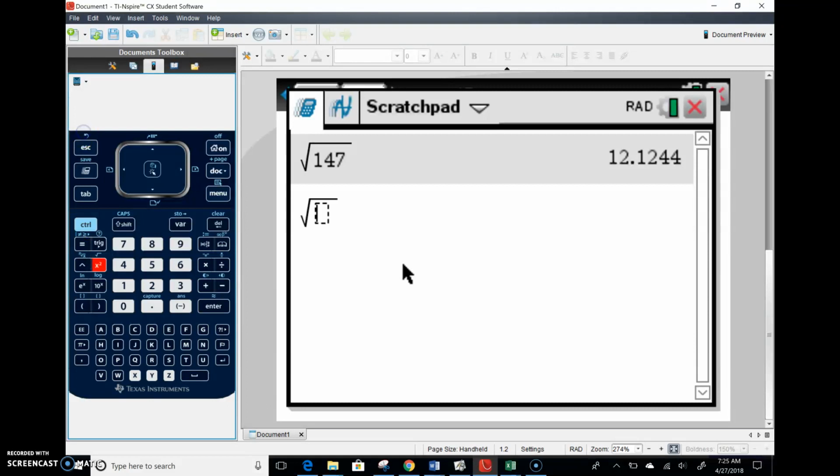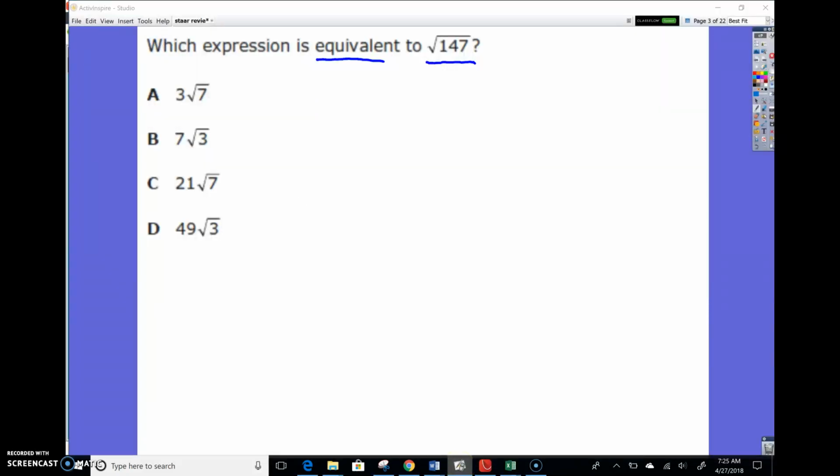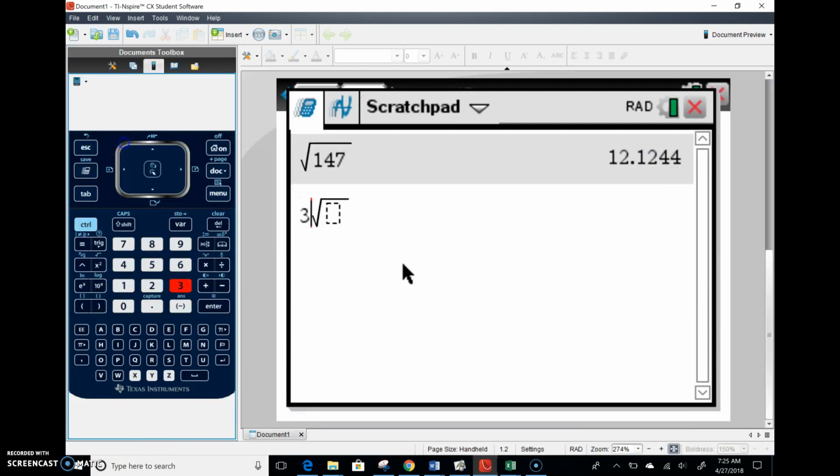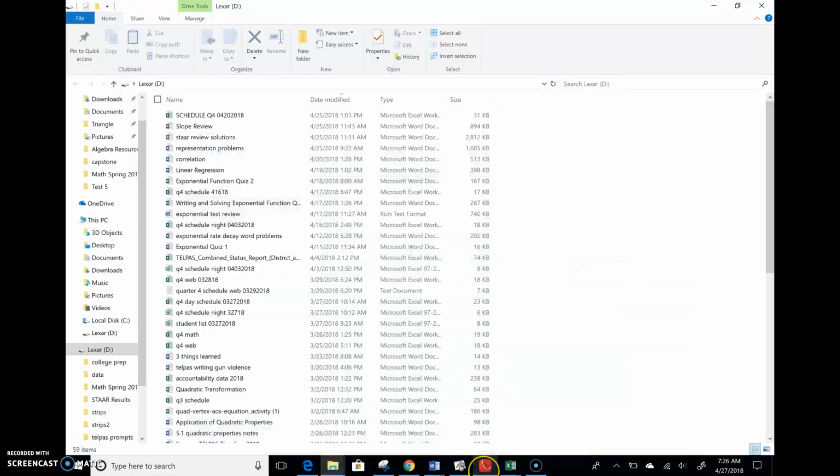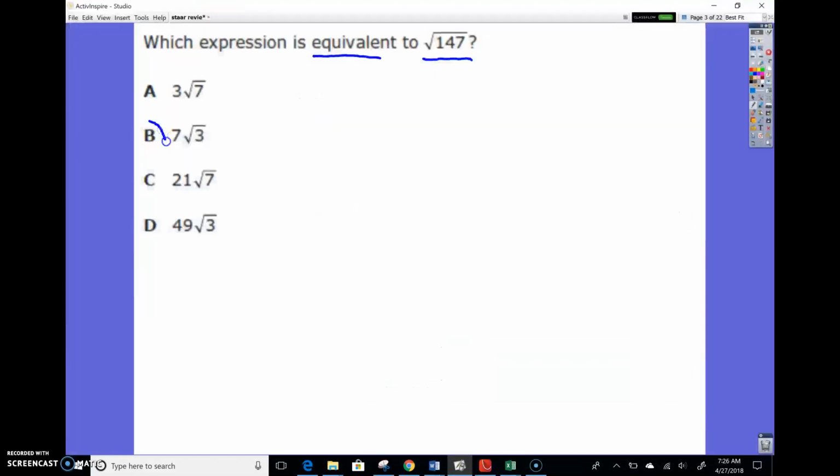Square root, oops, I need to put something in front. Was it a 3? Yeah, it was a 3. 3 square root of 7. Enter. You see it's not the same. So let's try 7. The B was 7 square root of 3. Enter. See, it's the same. That's why B was your answer.